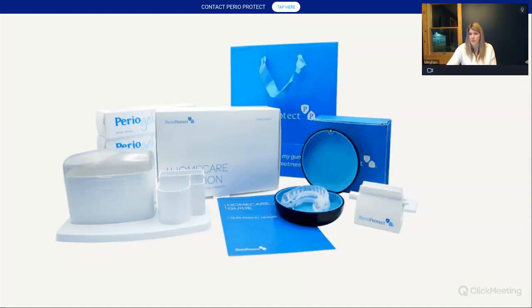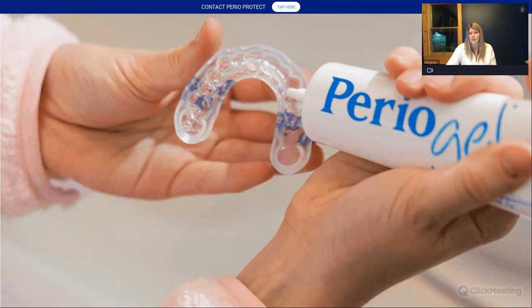So again, depending on how often your patients are going to be wearing trays. We just simply apply the gel in the tray. It goes along the central groove. It's a thin ribbon of gel is what I used to tell patients.